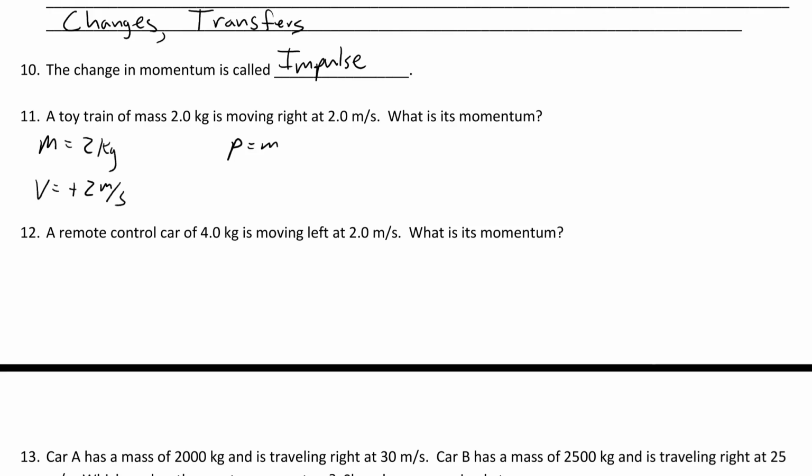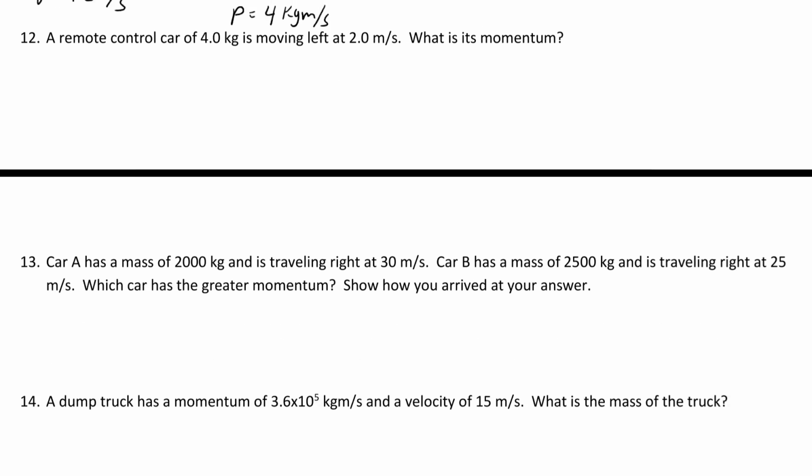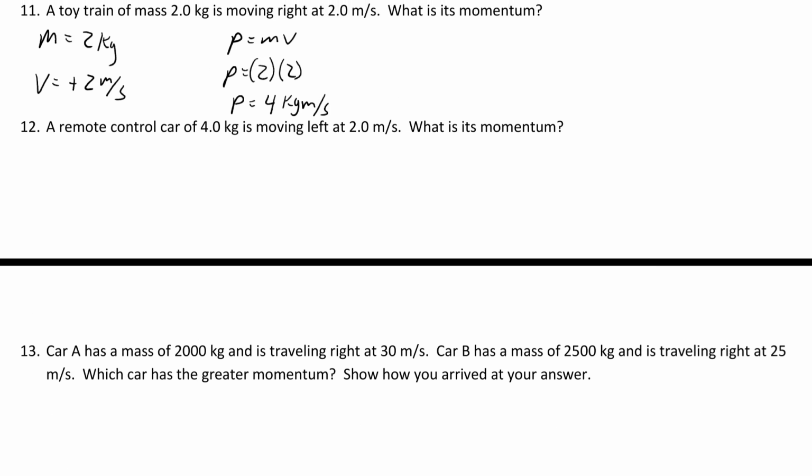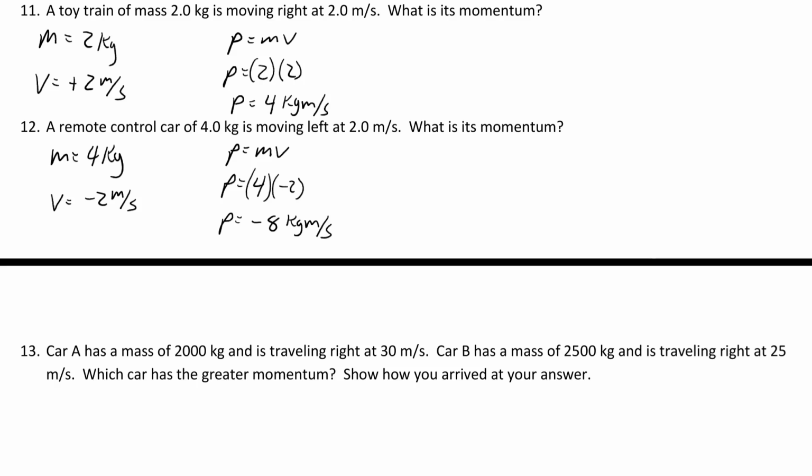So p is equal to mv. Momentum is equal to 2 times 2. So momentum is equal to 4 kilogram meters per second. Number 12. A remote control car of 4 kilograms is moving left at 2 meters per second. So the velocity is 2 meters per second to the left, negative. What is the momentum? p is equal to mv. p is equal to 4 times negative 2. So the momentum is equal to negative 8 kilogram meters per second, showing that it's moving to the left.